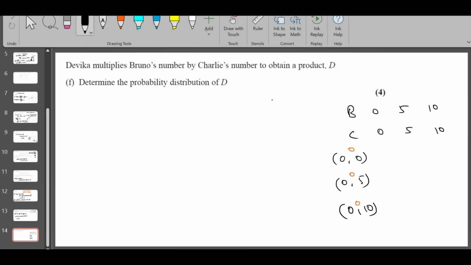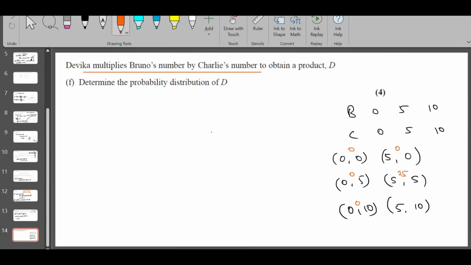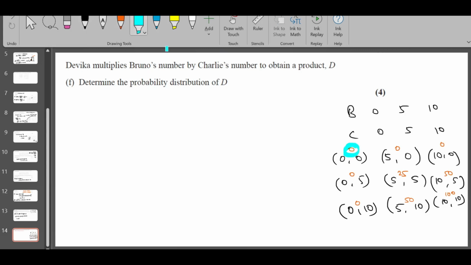Now Bruno chooses 5, and Charlie chooses 0, 5 or 10. It's another set of combinations, and we multiply them, because Devika multiplies both their numbers. So it's going to be 0, 5 fives are 25, 5 tens are 50. And then Bruno chooses 10, Charlie chooses 0, 5 or 10, and multiplying them you will get 0, 50, 100. These are all the values capital D takes.